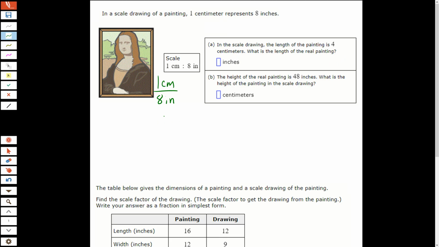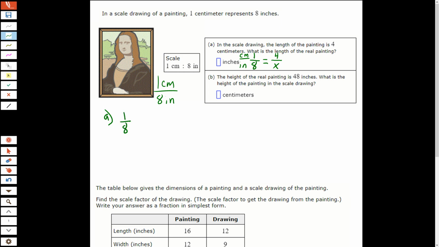Well, they give us the scale factor to work with, so this is how I like to set it up. If my scale factor is 1 over 8, and I know that the 1 is centimeters and the 8 is inches, I can just line things up. Centimeters over inches. Well, it says in the scale drawing, the length of the painting is 4 centimeters. So is centimeters going to go on top or bottom? Right, it's going to go on top. So now I'm looking for what my painting is in inches. So this is part A, and that's how you set it up.